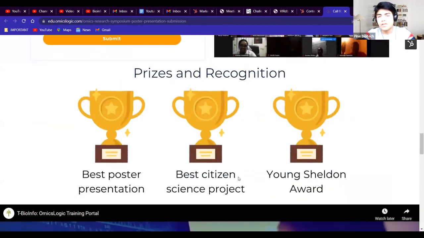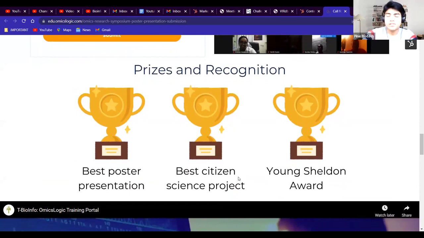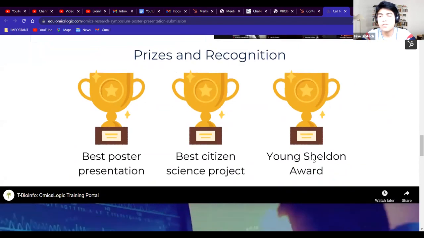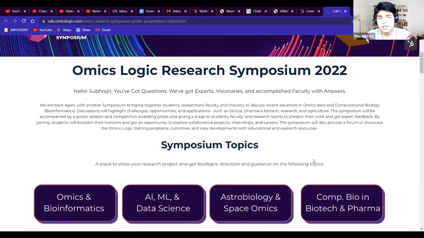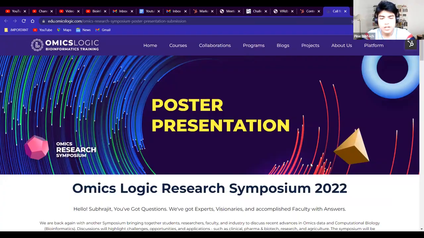Here are the three prizes that you can win: the best poster presentation, the best citizen science project, and the Young Sheldon Award for high school students who are doing cutting edge research in the domain of bioinformatics. So that's all that I have to share about the poster presentation. If you have any further questions, please feel free to put them in the chat section and I'm happy to take them up.